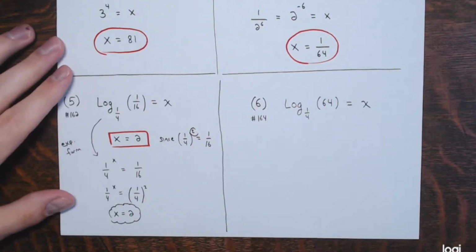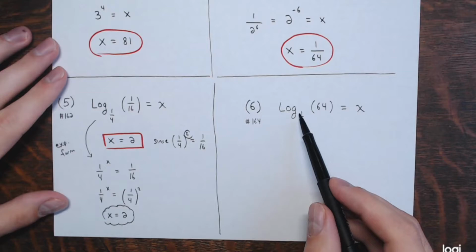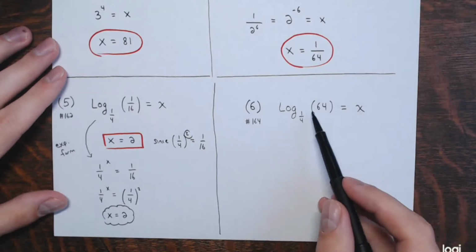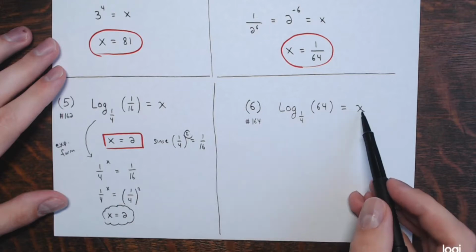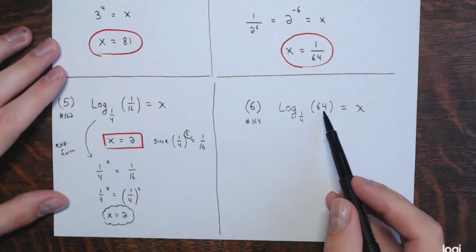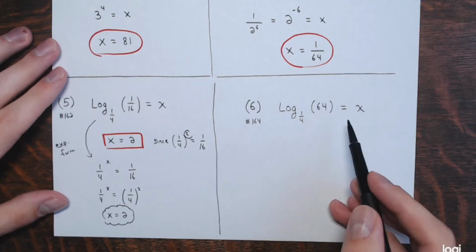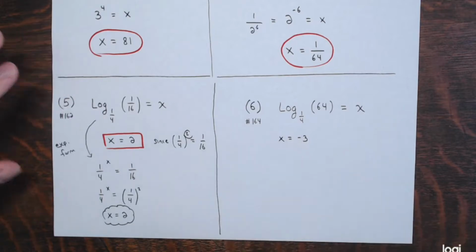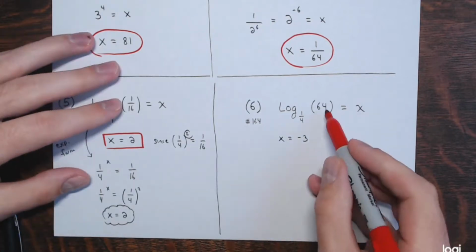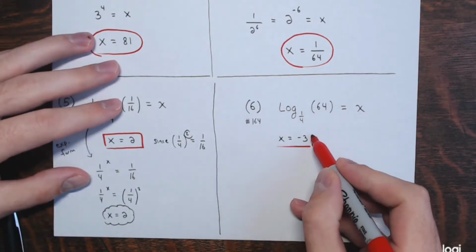All right, number 6. Same thing. You could probably tell me what this is already. 1/4 to what power is 64? All right, well, 1/4 to the negative third power is 64. So x equals -3. Right? It's only because 64 is a nice power of 1/4.